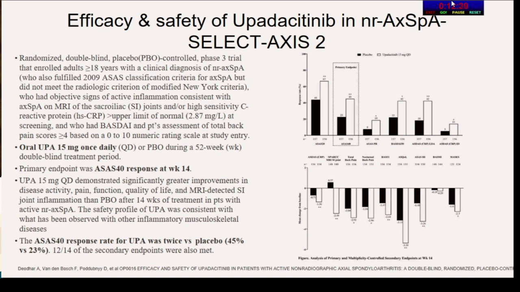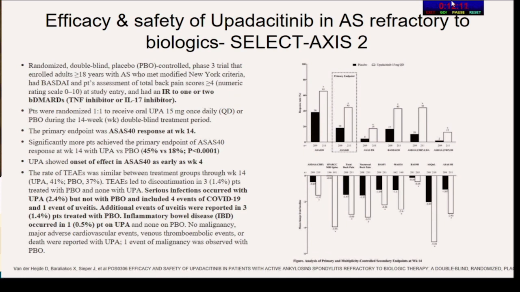And as you can see, the response rate for upadacitinib was almost twice as compared to placebo, 45% versus 23%. There was a significant response in the clinical parameters, and also MRI-detected SI joint inflammation as against placebo in this study.